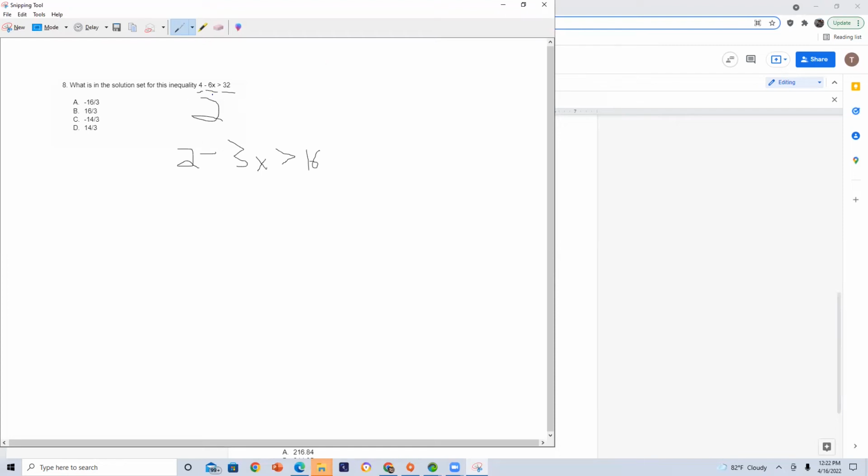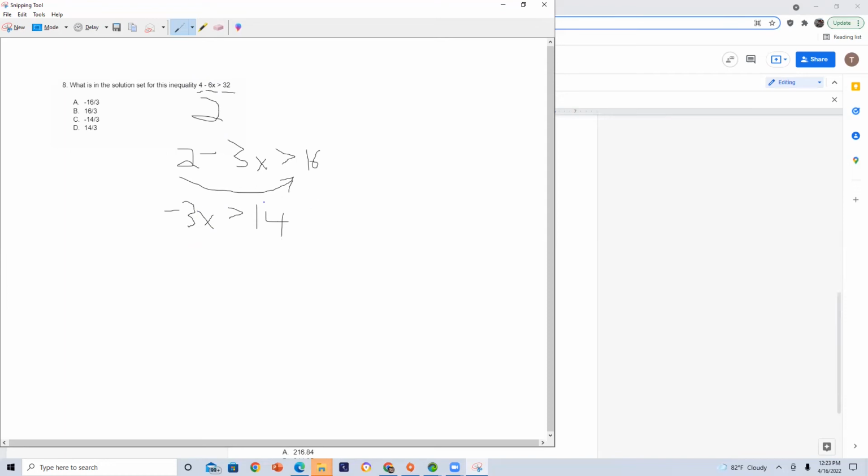We're dividing it by 2 since 4, negative 6, and 32 are all divisible by 2. So then what we're going to have left is negative 3x is less than, and since this is going over here it's going to become negative, so then we're going to have 14. Right now this inequality is in standard form, but we want to change it to where x is alone and it equals something.